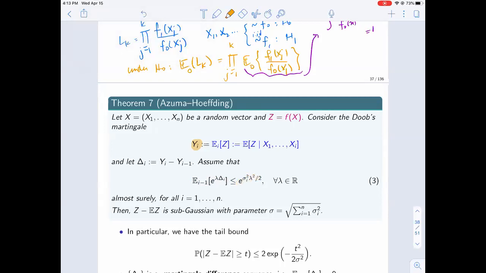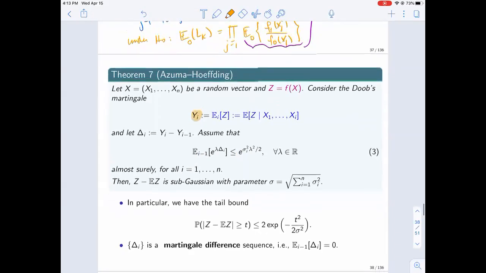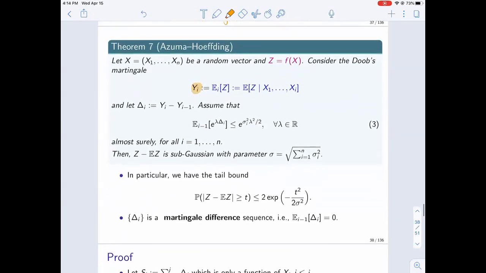So one way, for example, to realize this, since this condition is hard to verify, is if the delta i's are bounded. If the delta i's are bounded almost surely then this would hold, because we know bounded variables are sub-Gaussian. So we want that. And then the result says that Z minus the expectation of Z is sub-Gaussian with this parameter. In particular, you would have this tail bound. Z, which is a general, not necessarily linear, function of X, minus its expectation, has this concentration inequality, which very much looks like what you get from Hoeffding or general sub-Gaussian concentration.